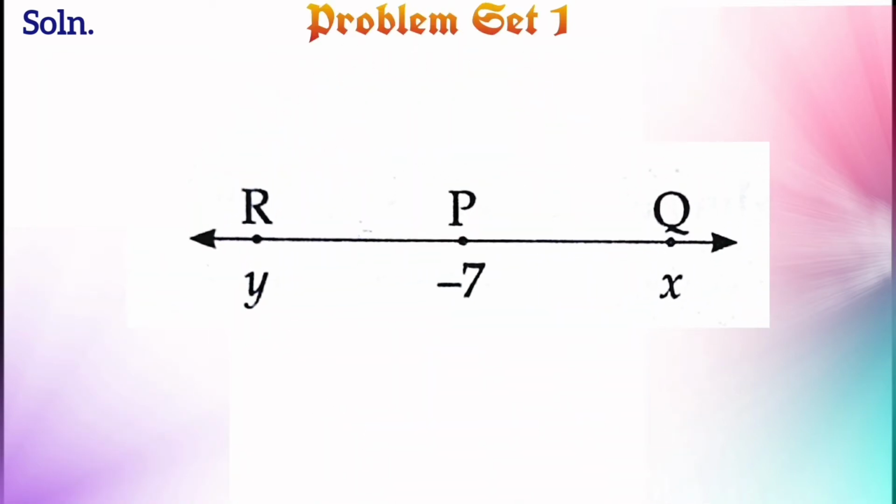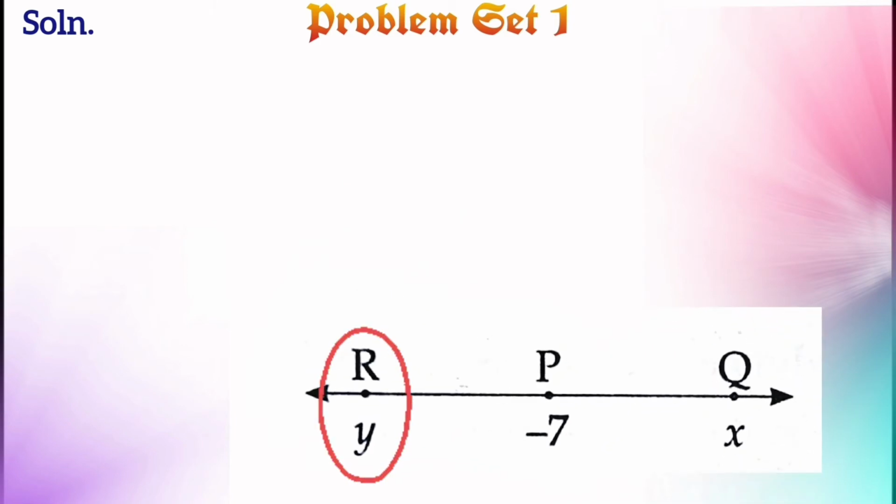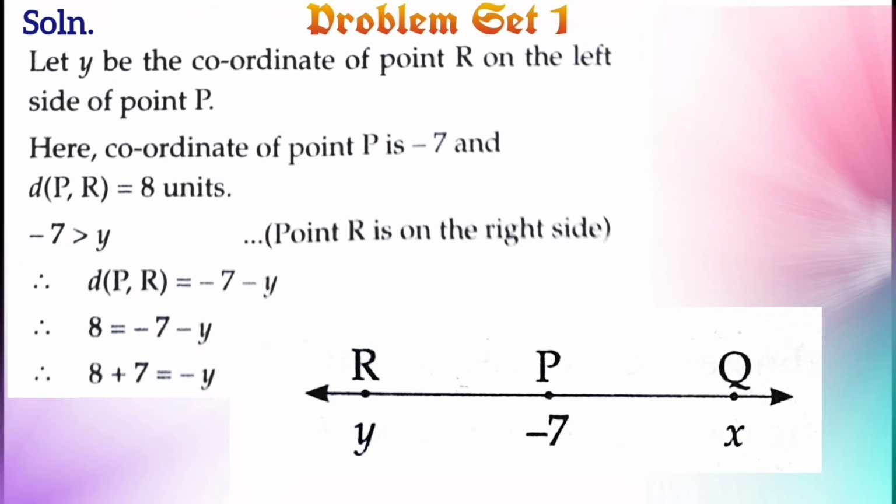So let's find the next possibility, that any unknown number and P have a distance of 8 units between them. So let Y be the coordinate of point R on the left side of point P. Here the coordinate of point P is -7 and the distance between P and R is equal to 8 units. It is given. The distance is given and the coordinate of P is given, and we have considered the other point's coordinate as Y. So here -7 is greater than Y.